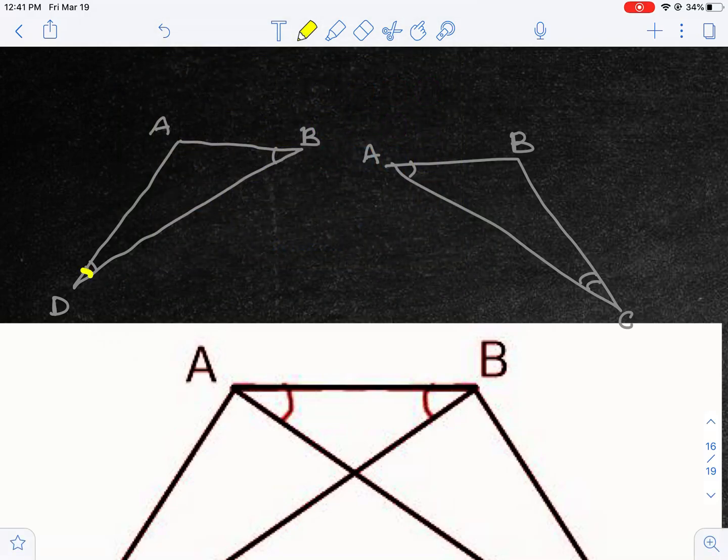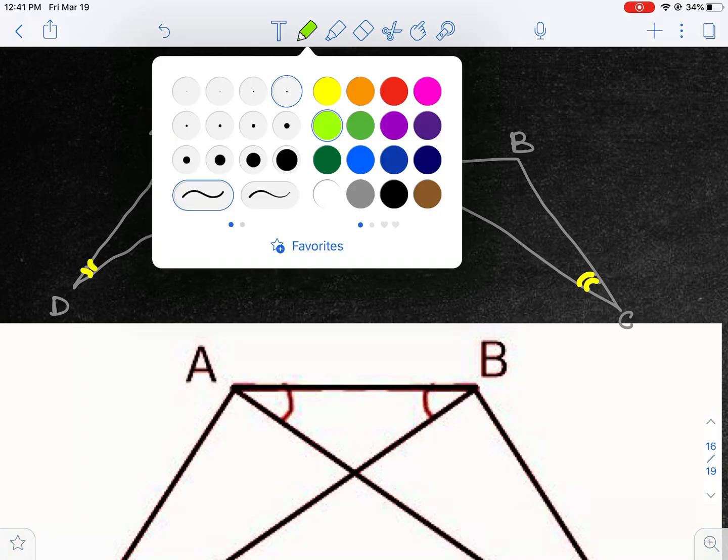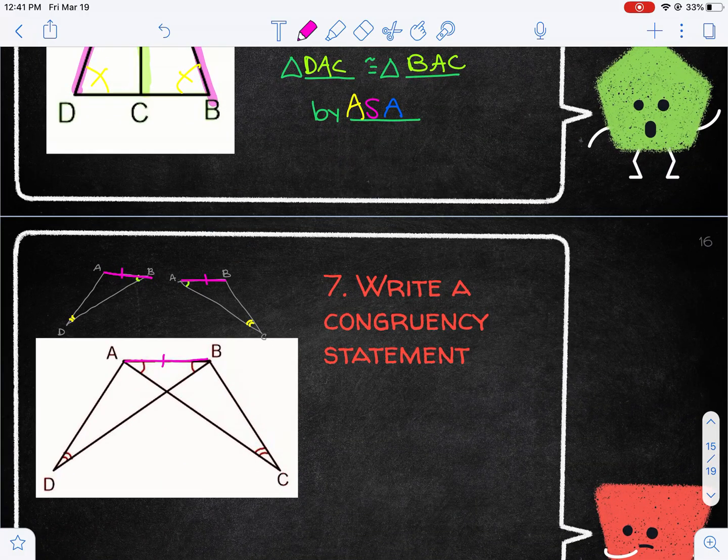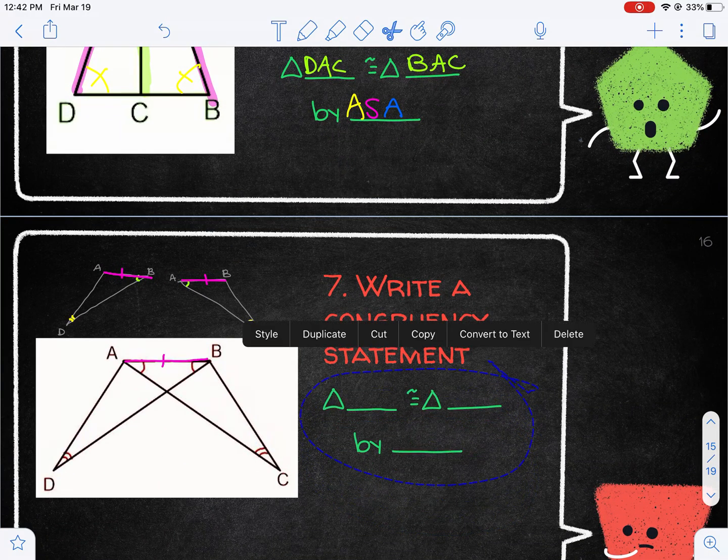So I'm given right away D is congruent to C, and B is congruent to A, and then they both have this side AB in it, and it's the exact same AB. So that's this guy. And so I've got angle, angle, side here, or I could say side, angle, angle. Either way works.